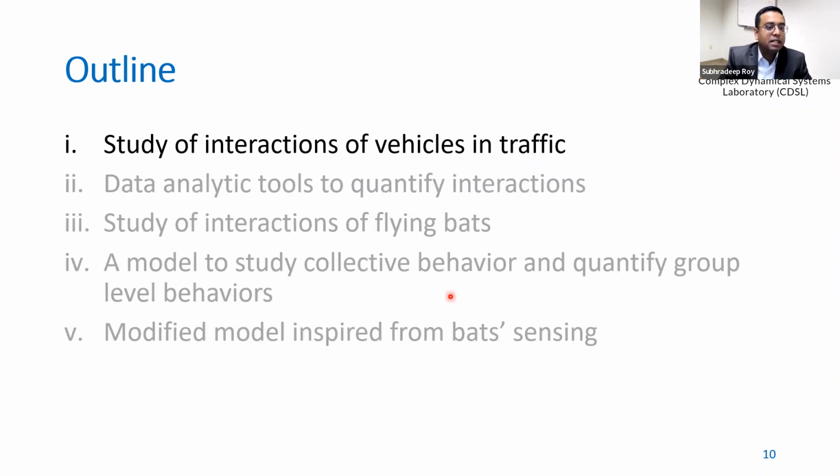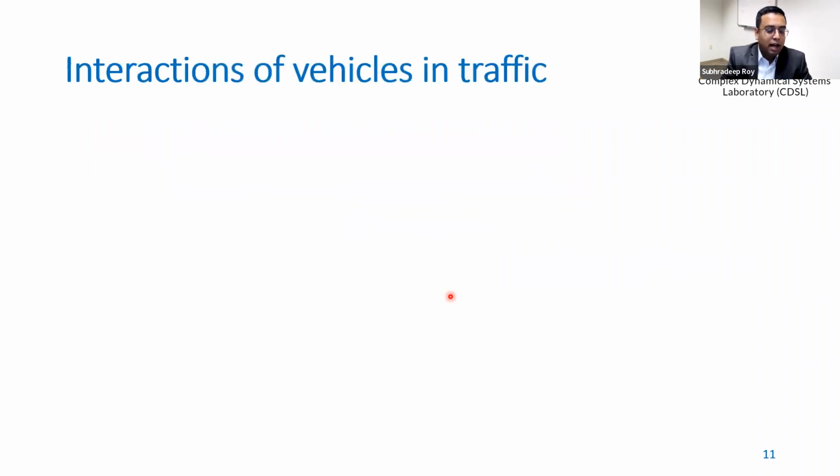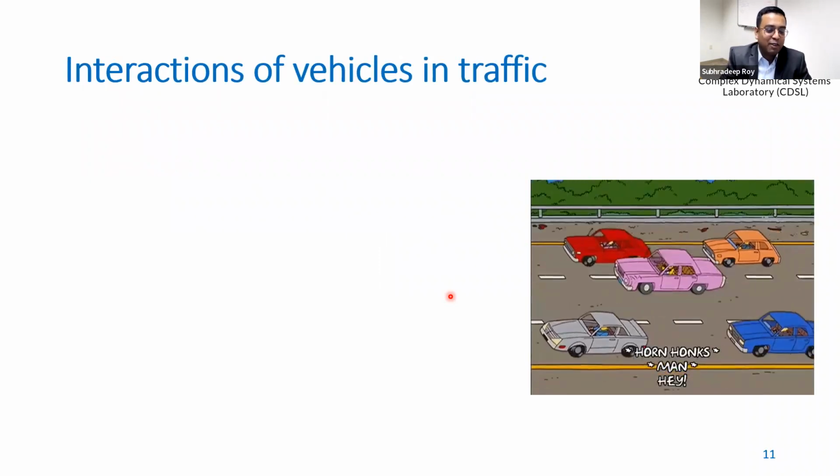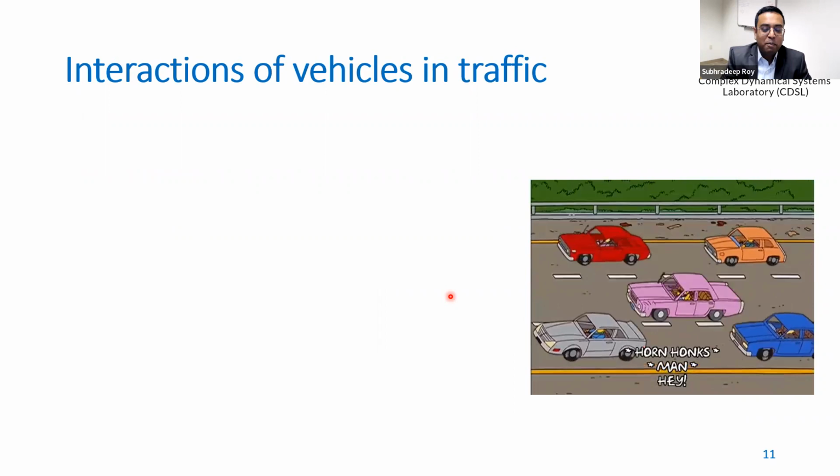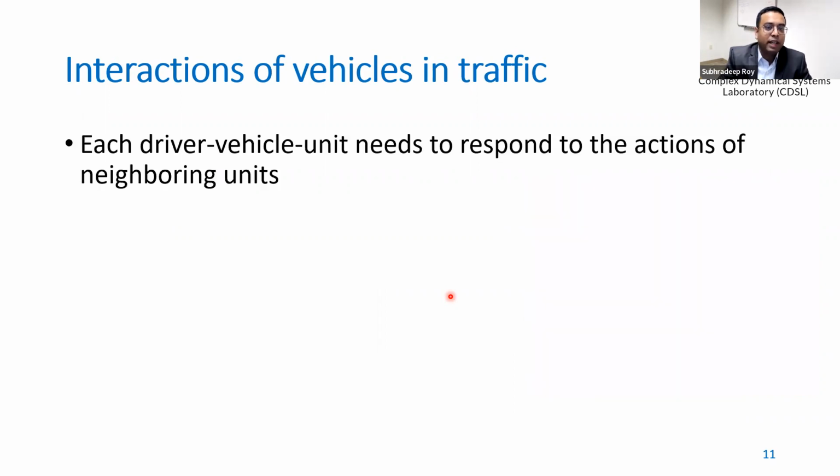Starting with the first part, study of interactions of vehicles in traffic. When vehicles drive in traffic, they interact. Not this kind of interaction I'm talking about, but when we drive, we look ahead of us to see what the vehicles in front of us are doing. We use the rear view mirror to see what vehicles behind us are doing, and we may also take information from our neighboring lanes and respond accordingly. This is what we are referring to as interactions.